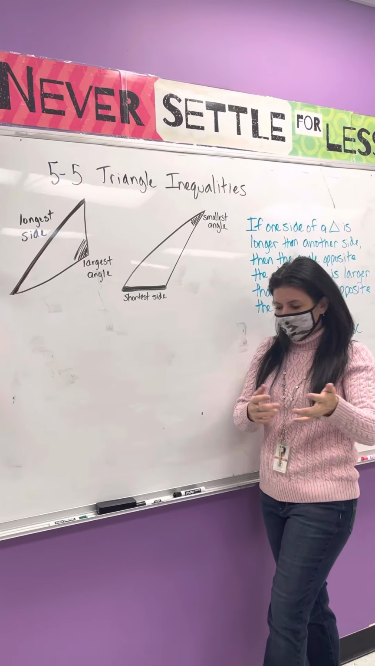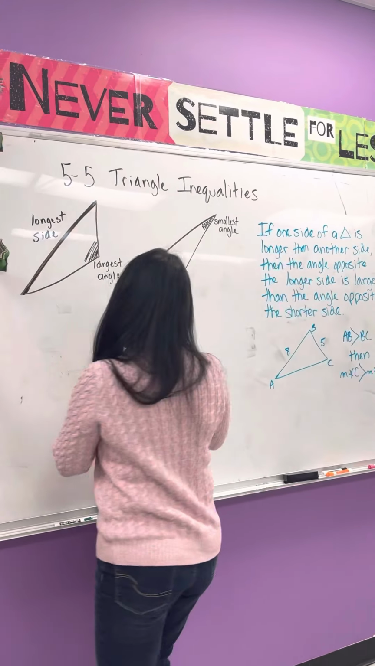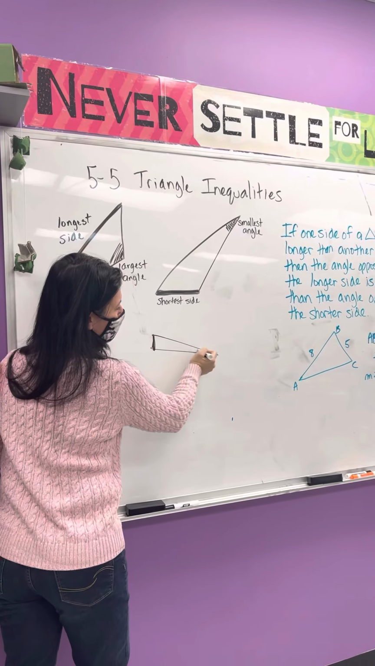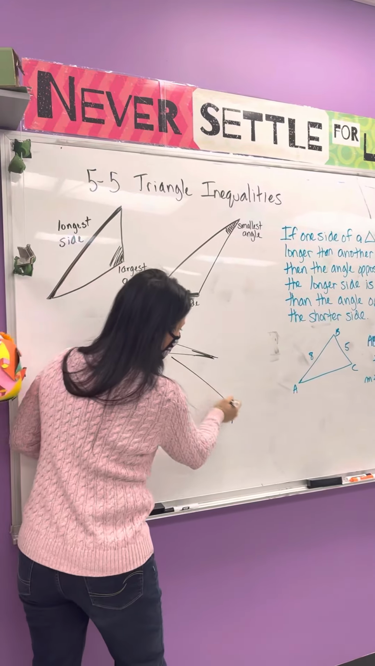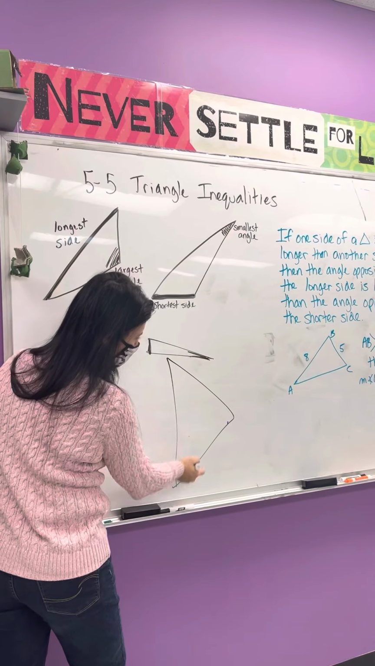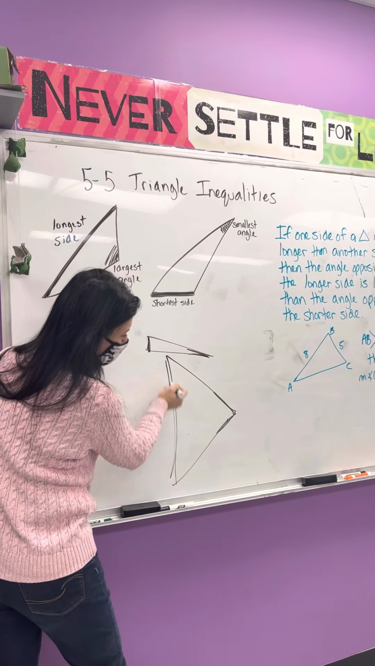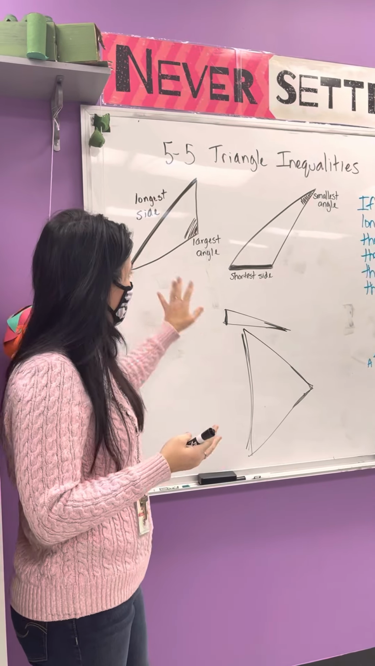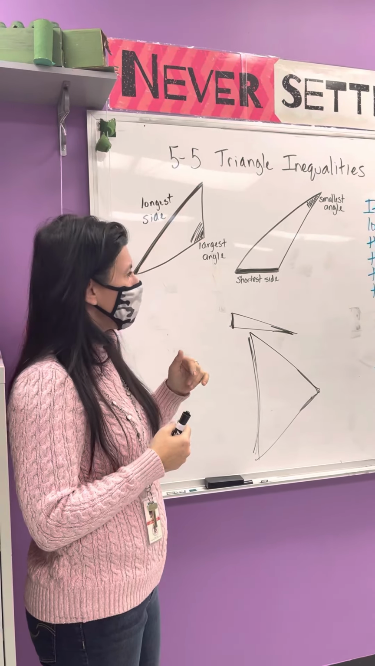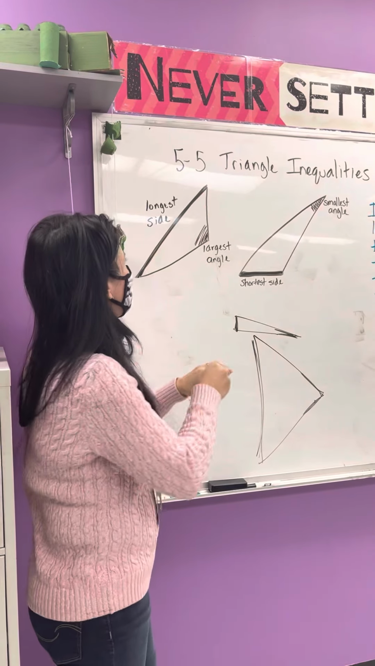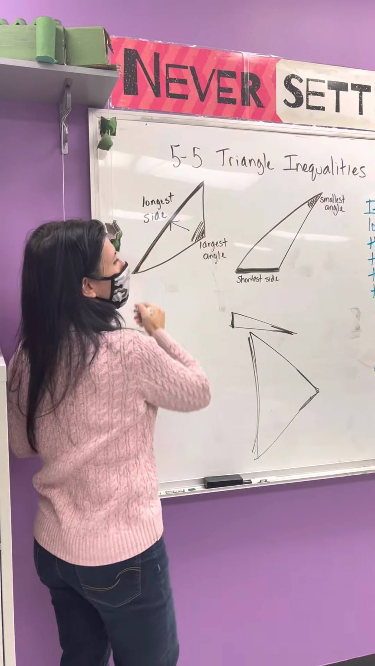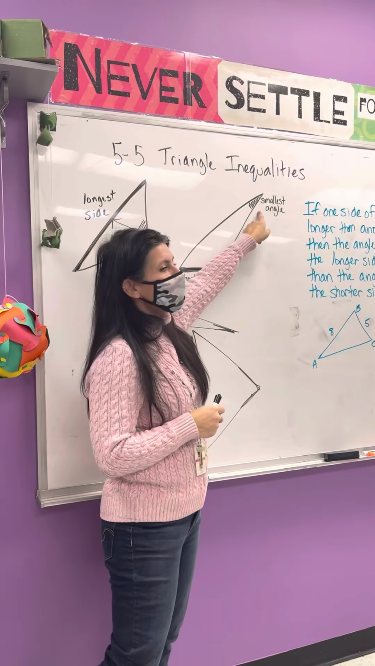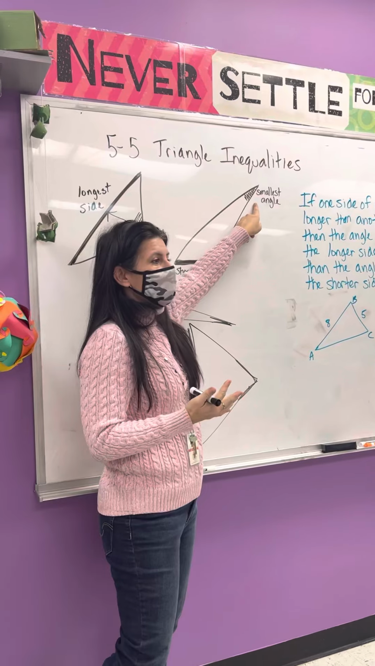That should make sense. If you have an extremely short side, then this angle is going to be really little. If you have a really large side, the angle directly across from the largest side is going to be a larger angle. That's the basic idea of everything we have for 5.5. So the largest angle is directly across from the longest side. The shortest side is directly across from the smallest angle. Logically, that should make sense.